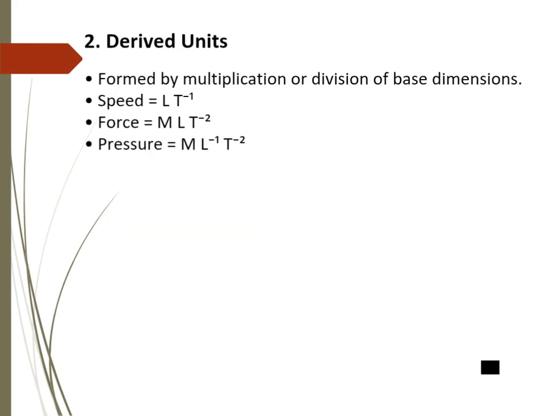Now, derived units. Derived units are obtained by multiplying or dividing base units. For example, speed equal to distance upon time. Another example, force equal to mass into acceleration, and pressure equal to force upon area. Some important derived quantities are volume.